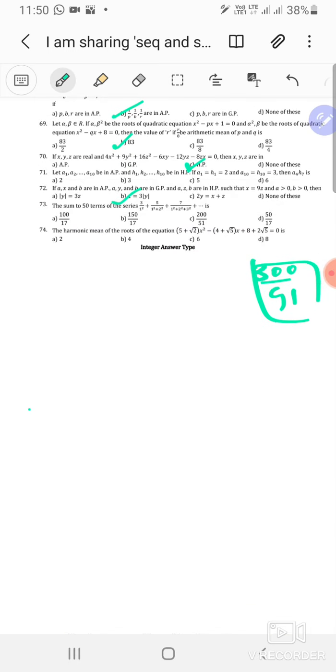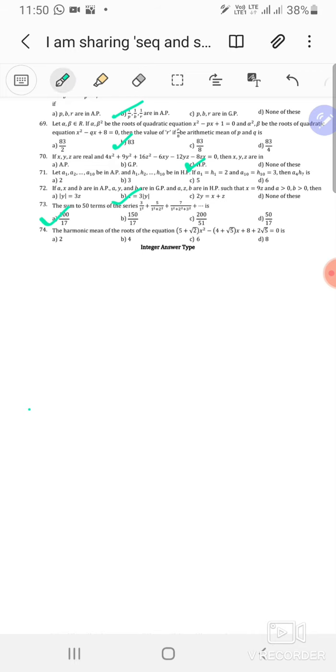So 300 upon 51, that's what we got. For some reason that's just not correct. Why do they keep doing it? Oh, maybe we can actually reduce this further. So this can be reduced to 100 upon 17. Yes. So 100 upon 17, that's the correct answer.